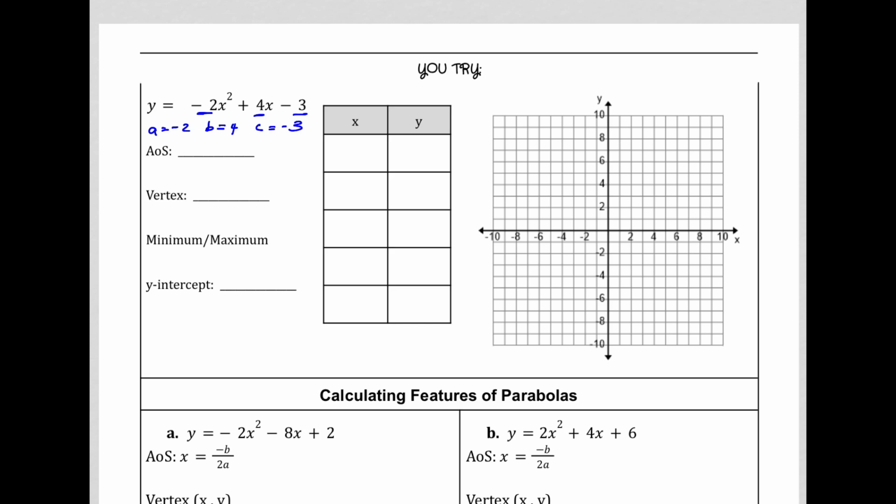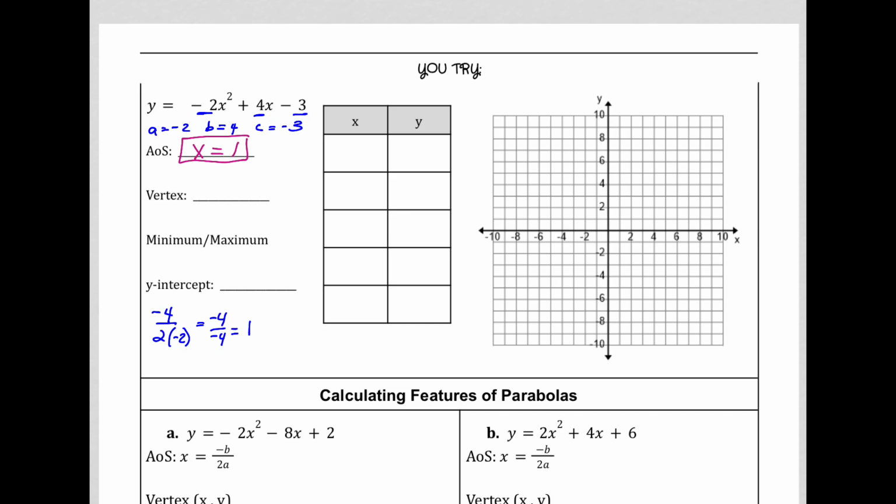So again, we're looking at our axis of symmetry. We know with our axis of symmetry, we have -b over 2a. So we have -4 over 2 times a, and our a is -2. So we have -4 over -4, which is 1. But remember again, when you put this in here, that's x equals 1. We don't want to forget that that's an x equals equation.